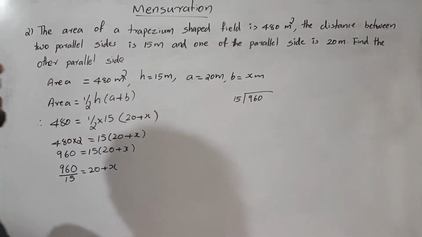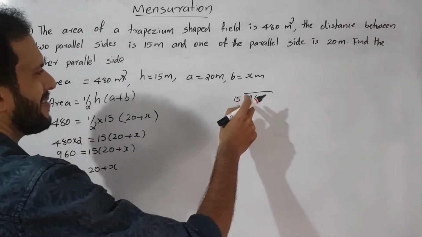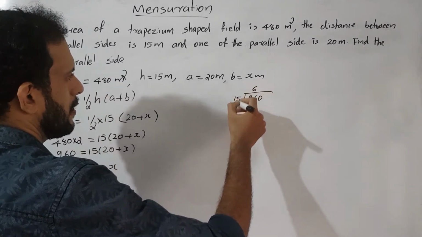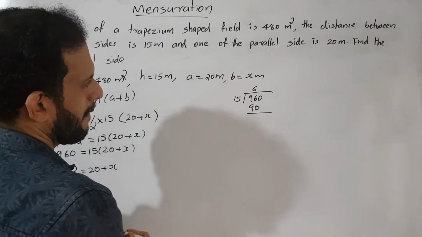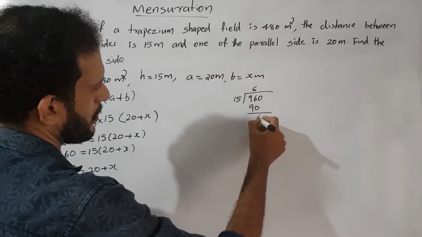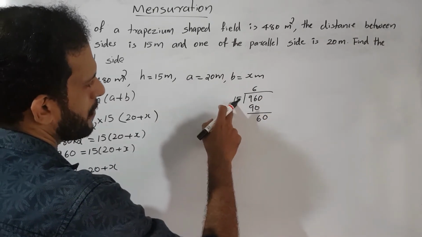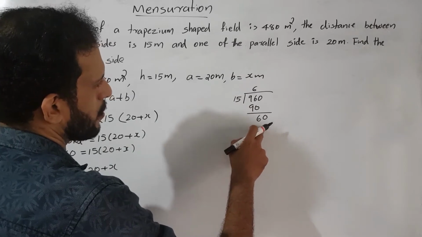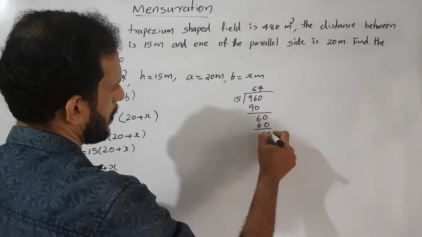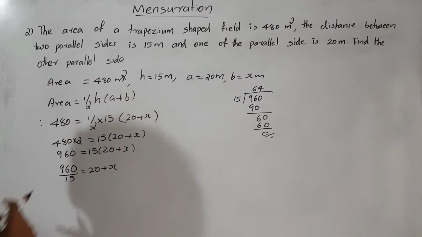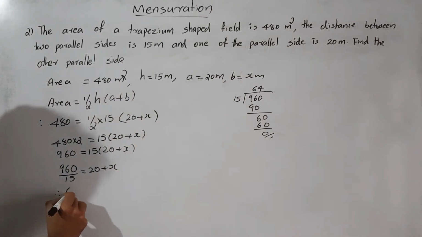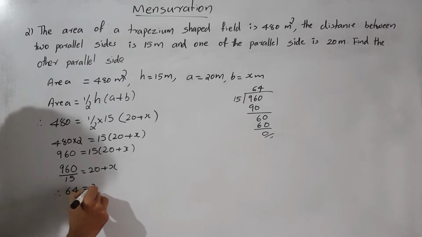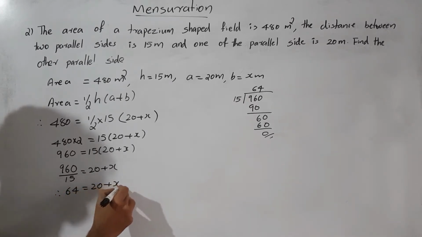How many times does 15 go into 96? Yes, 6 times. Then 90, correct? Then 60. How many times does 15 go into 60? 4 times. The remainder is 0. So 960 divided by 15 is equal to 64. Therefore 64 is equal to 20 plus x.